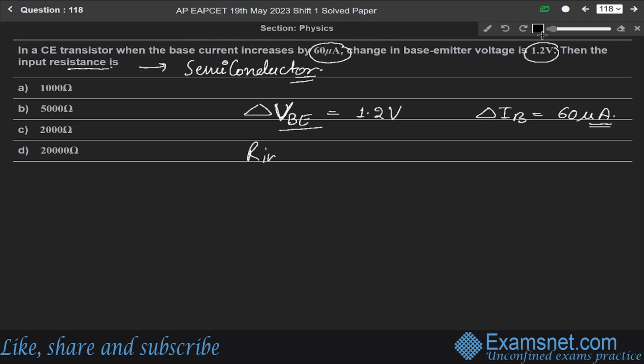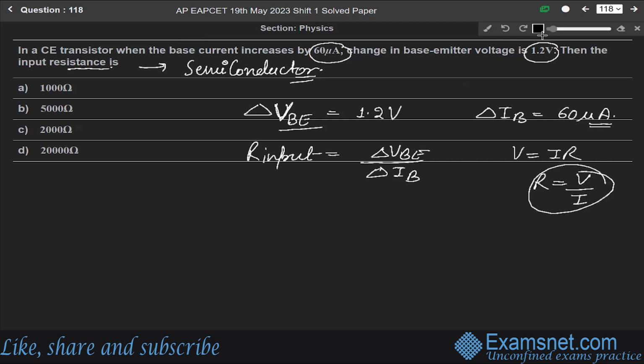So our input resistance will be delta VBE over delta IB, from V equals IR. So we have to find R. So we write V over I from Ohm's law. So delta VBE is 1.2 volt and delta IB is 60 microampere. 60 microampere means 60 into 10 to the power minus 6 ampere. So it will be 20,000 ohm. So the correct answer is option D, that is 20,000 ohm.